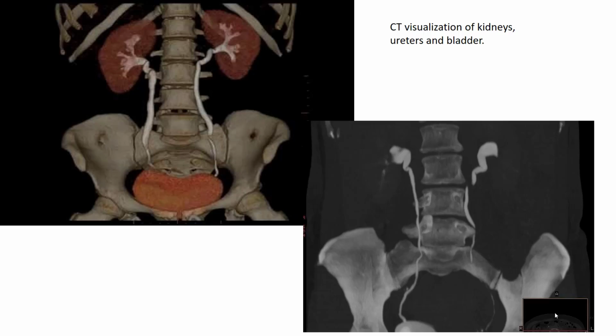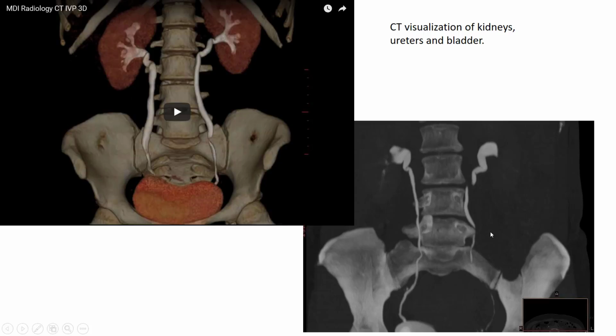And here is the CT version. So you can see how this looks very similar to a traditional IVP. They have subtracted out some of the bowel gases and the soft tissue and the ribs up here, but it looks very similar to the image that you saw before. And you can see some of the peristaltic motion again, and how on this one the ureters come all the way down and attach to the base of the bladder posteriorly and inferiorly.